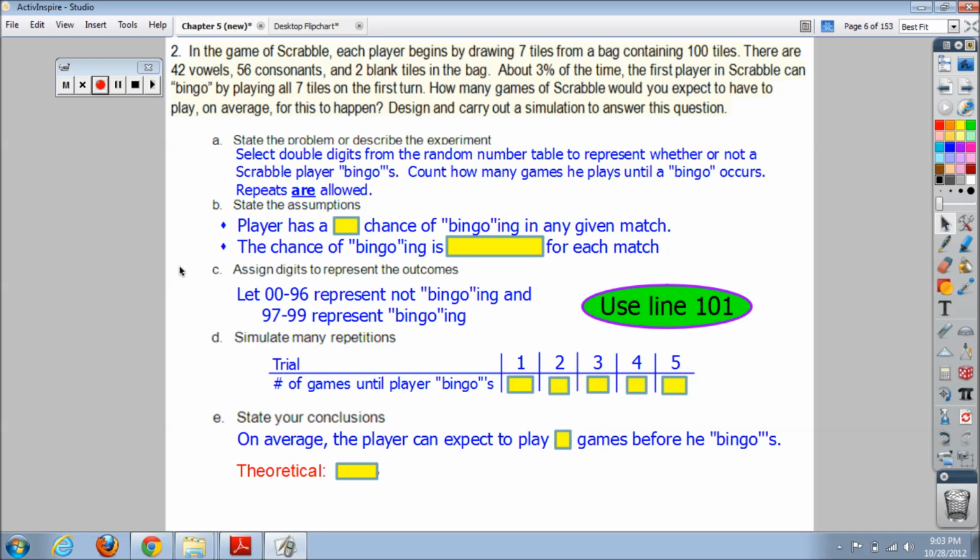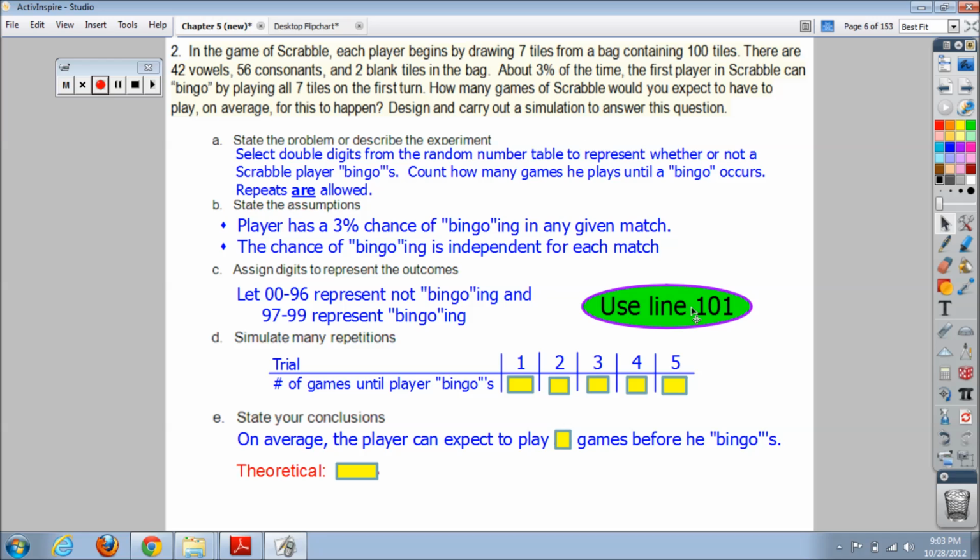Some assumptions. Let's go back up here. A player has a 3% chance of bingoing in any given match, because we were given that information up here. The chance of bingoing is independent for each match, which means, again, that if you bingo in one game, you still have a 3% chance of bingoing the following game. You could bingo 2 times in a row. That's not going to happen often, but it could happen.